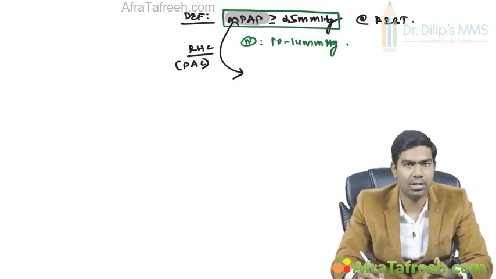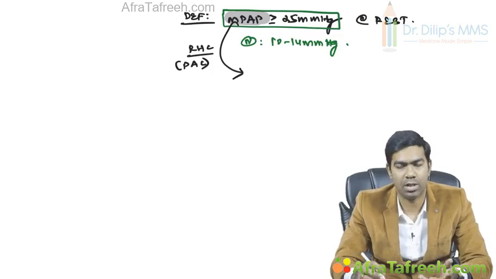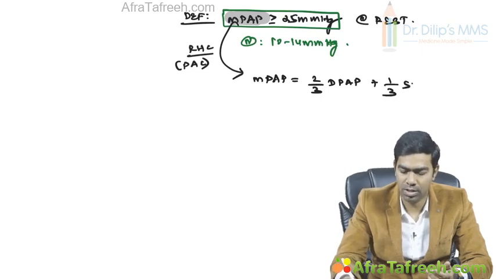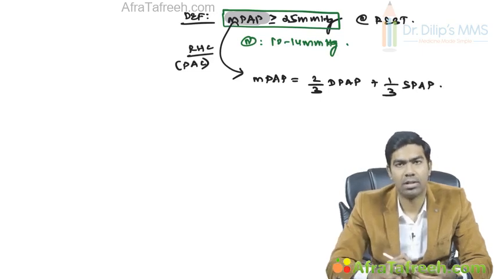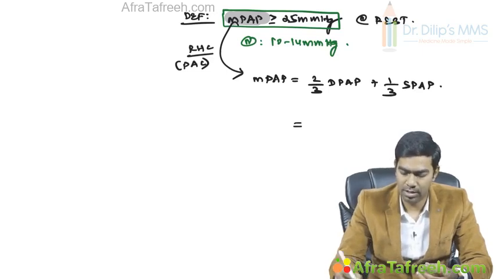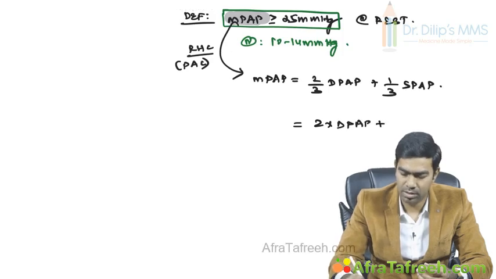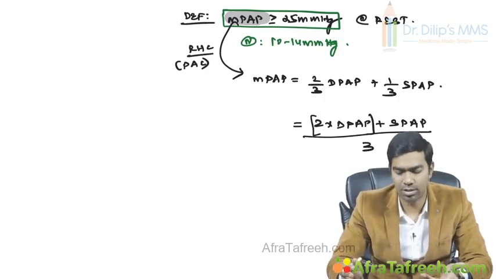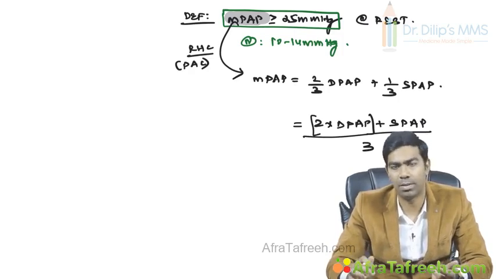So what are the ways to find this mean pulmonary artery pressure? Point number one, the first formula: MPAP is equal to 2/3 of the diastolic pulmonary artery pressure plus 1/3 of the systolic pulmonary artery pressure. Clear? Or I can write it as 2 times the diastolic pulmonary artery pressure plus the systolic pulmonary artery pressure, divided by 3. This is also correct, I have just modified the equation. This is also right for the mean pulmonary artery pressure.